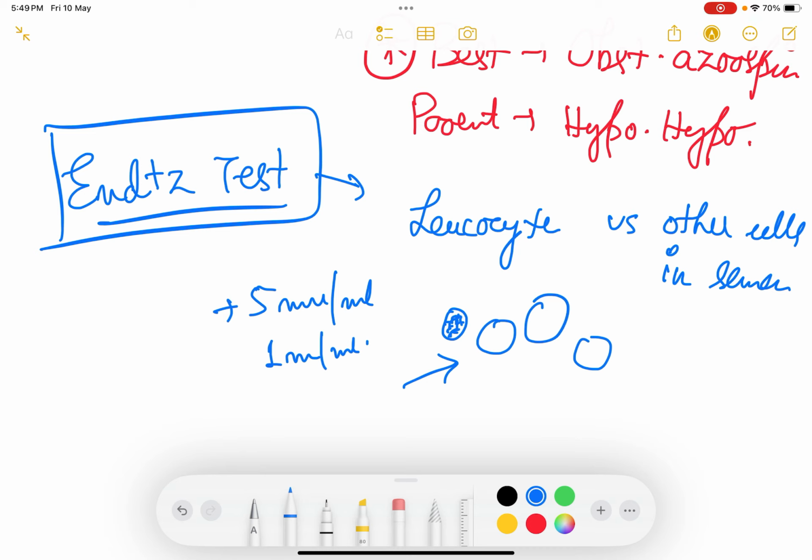There have been questions in your NEET exam, so I wanted to revise this once more. ENDS test, you might have studied in pathology, but we tend to forget. That is why I have told it in detail.